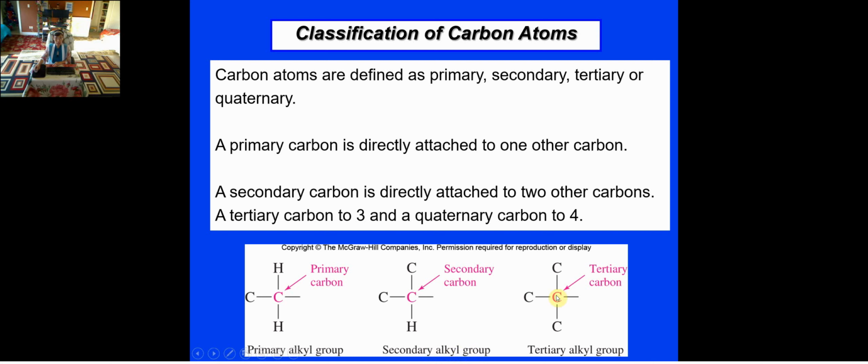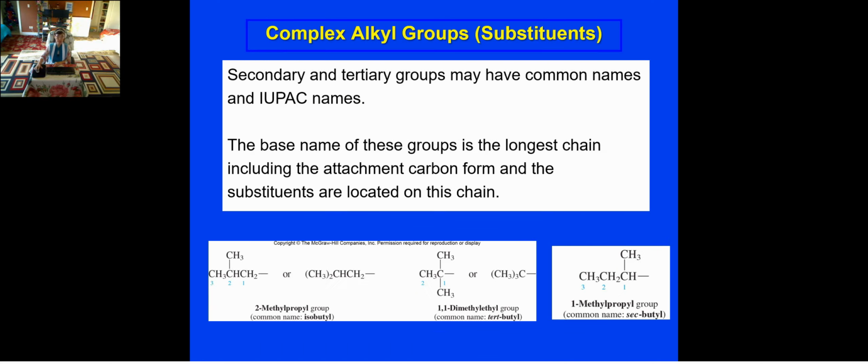If you have a carbon connected to 3 other carbons, you call it the tertiary carbon. This group is called the tertiary alkyl group. If you have a carbon which is connected to 4 other carbons, you call it the quaternary carbon. This quaternary carbon does not have a group, because a carbon at most can connect to 4 other carbons. These are the different classifications of carbon atoms, totally 4 types.